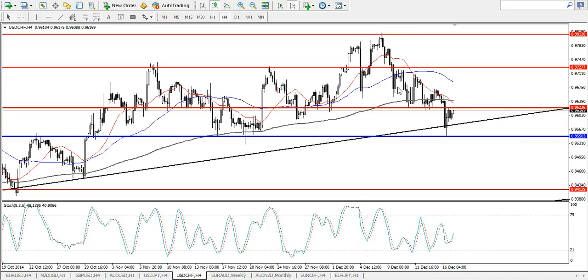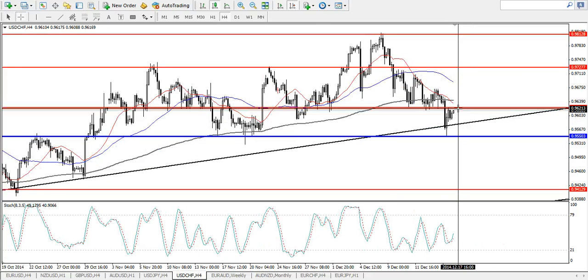Okay, if we're looking at the upside, the very first level we are looking for is at the current price 0.9623, followed by 0.9727, and finally the previous high 0.9812.